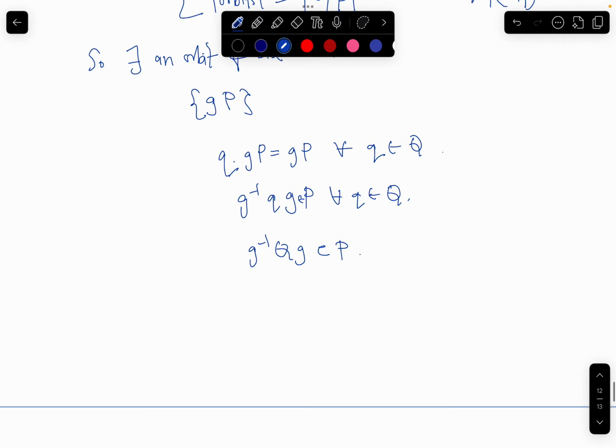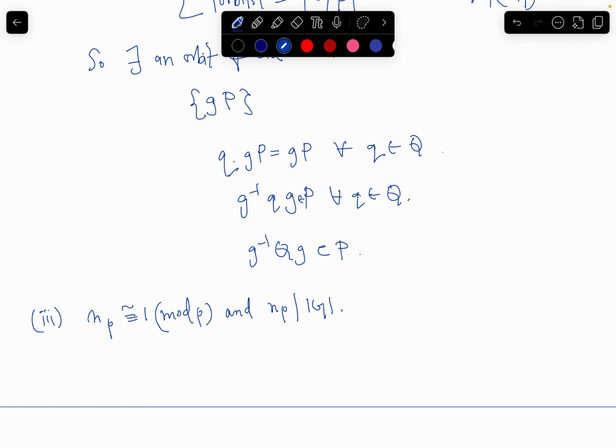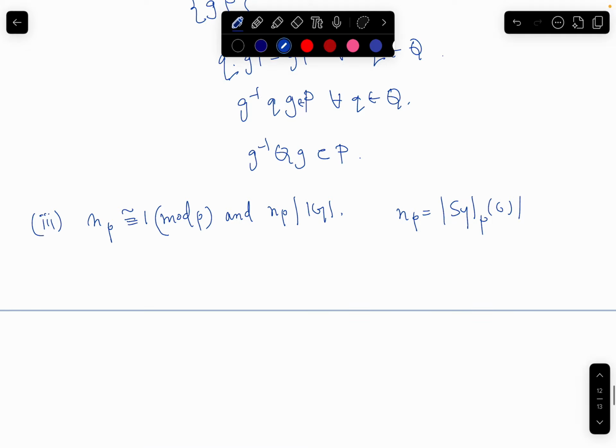So now we want to show Sylow's third theorem. So we need to show that n_P is congruent to 1 modulo P, and n_P divides the order of the group, where this n_P is the size of the set of all Sylow P subgroups. So first we will show that n_P divides the order of the group.